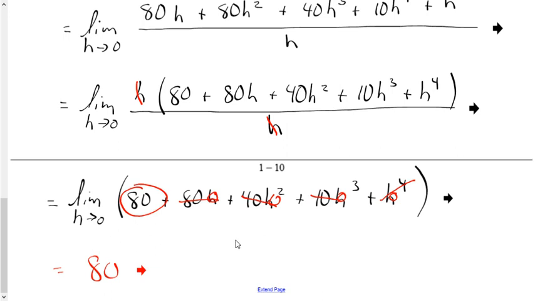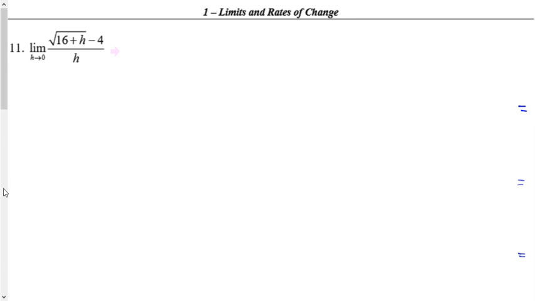Well, we are not quite done. Let's look at another example. Once again, we have the limit as h approaches 0 of some function. If I plug 0 in, square root of 16 is 4. Minus 4, 0 over 0. Yep, there's a problem.